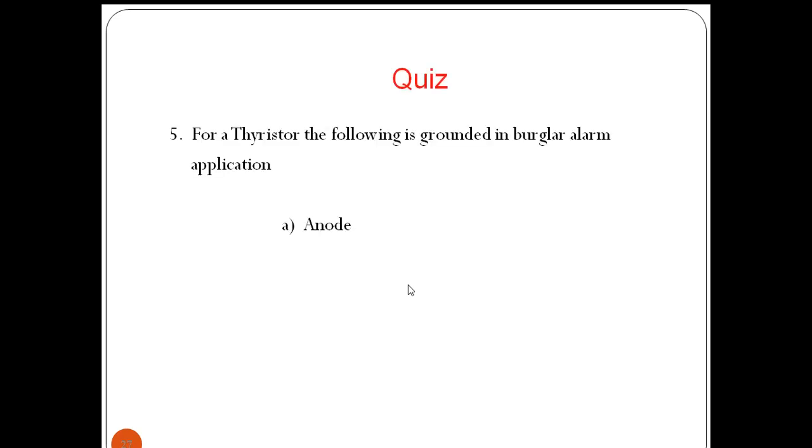For a thyristor, which of the following is grounded in the burglar alarm application? Option A anode, option B cathode, option C gate, option D none of the above. Generally the gate circuit will be grounded.